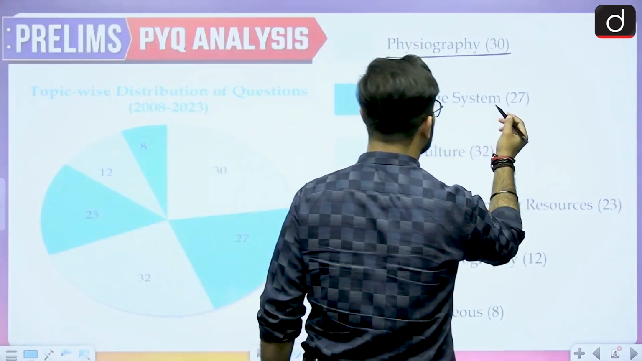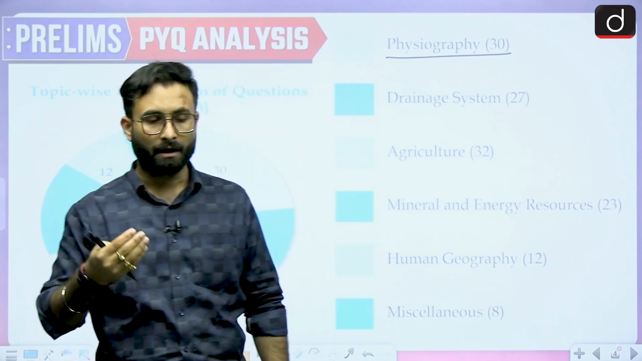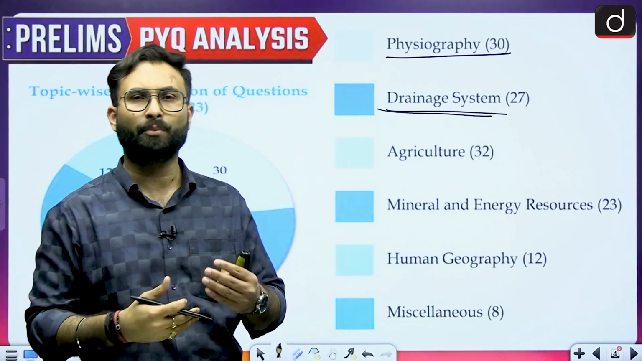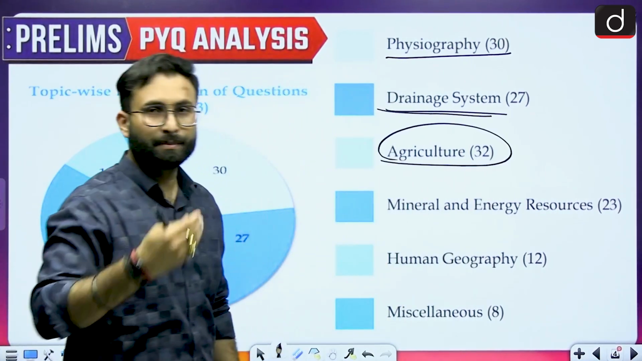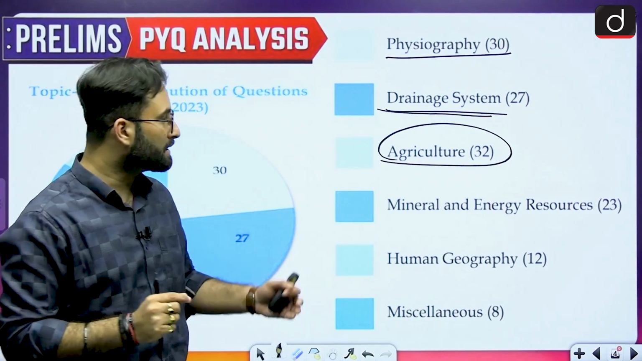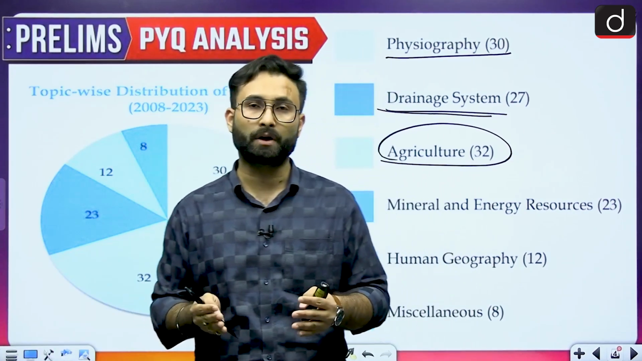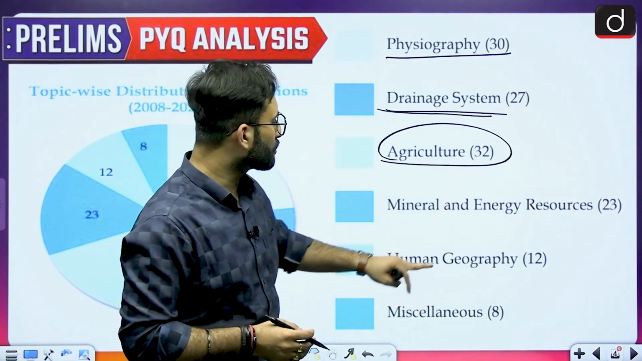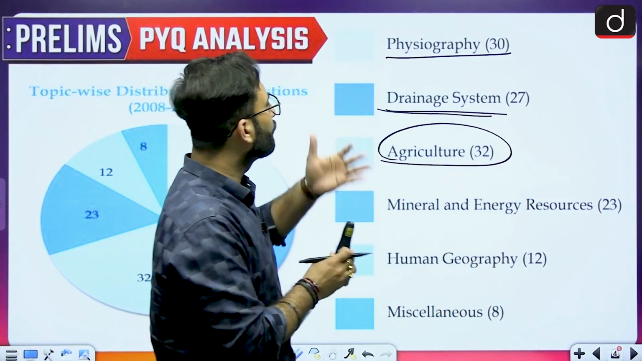Among those rivers, we have Ganga, Brahmaputra, Yamuna, Chambal. All these rivers are important for you. Coming to the next one, agriculture. Since this prelims examination is also an examination for the Indian Forest Service, the environment and agriculture sections of the syllabus become important, so they will be asking some questions from that area as well. Then minerals and energy resources, human geography and miscellaneous, so we will try to focus on these areas.